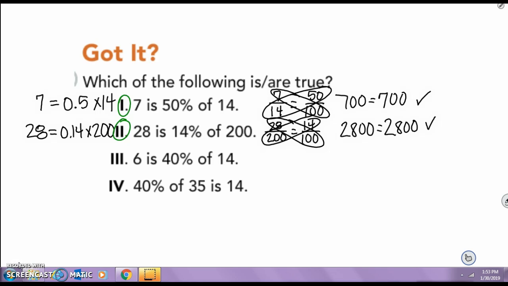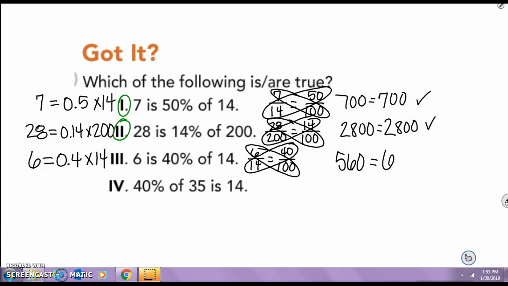On number 3, 6 is 40%, or 4/10, times 14. As a proportion, that is 6 over 14 equals 40 over 100. We cross multiply. 40 times 14 gives us 560. 6 times 100 is 600. 560 does not equal 600. So that is not a true statement.